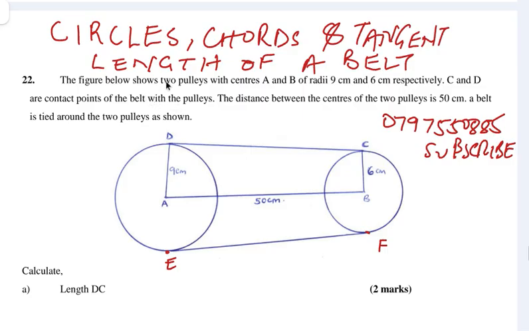So the question says, the figure below shows two pulleys with centers A and B of radii 9 cm and 6 cm respectively. C and D are contact points of the belt with the pulleys. The distance between the centers of the two pulleys, which is from A to B, is 50 cm. A belt is tied around the two pulleys. The belt is this one, around the two pulleys as shown. So this is the whole belt. Kama baiskeli hivi.